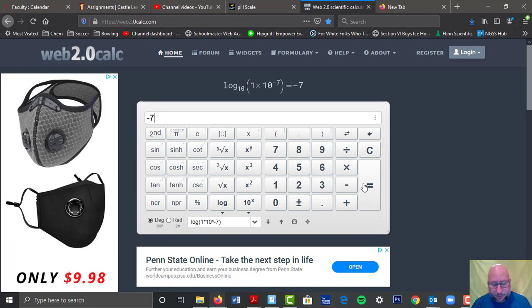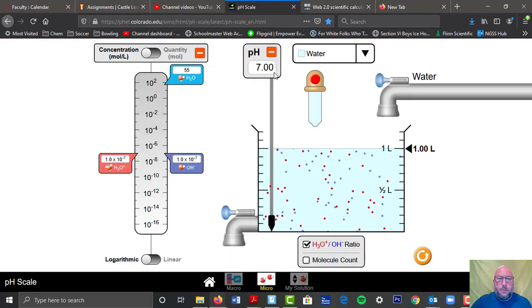Now, we don't like working with negatives. But what if we took the negative of that? So if I took the negative of negative 7, I get 7. Now notice that the number that I get here is the pH. That's where pHs come from. pHs are based in logarithms of the concentration of this ion.